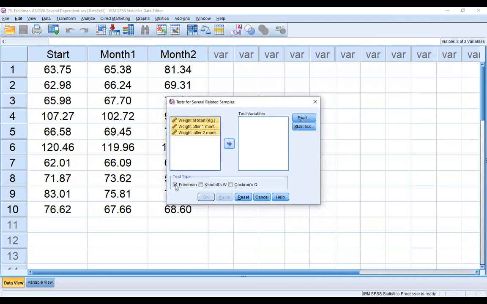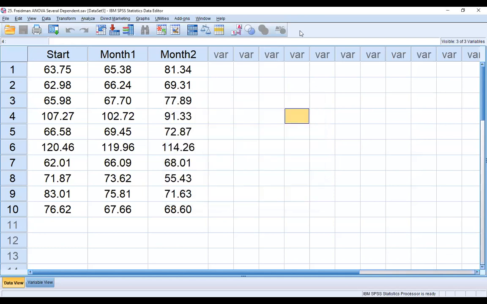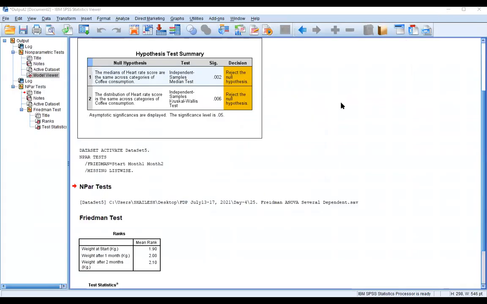Anyway, so I am checking all the 3 variables simultaneously, and by default it is Friedman ANOVA, and after that I click okay, and the result will appear, and we will see whether the result is significantly different or not. So we can see here the result.